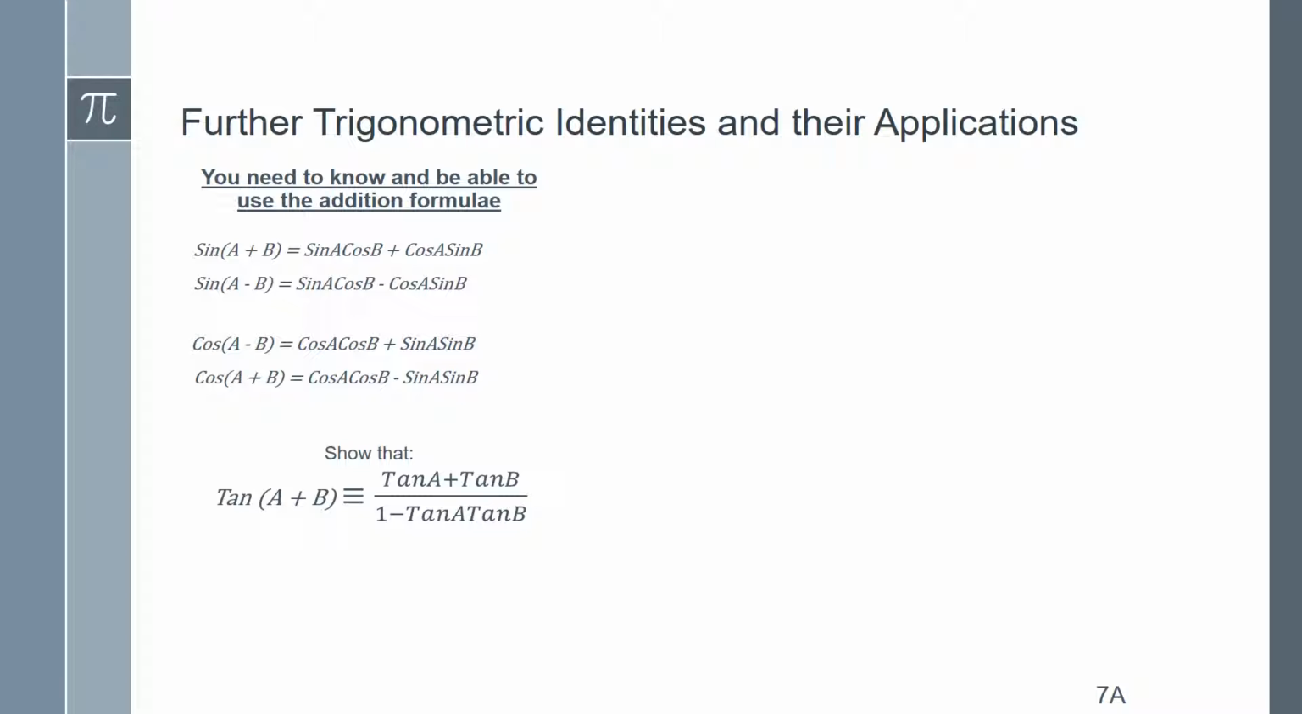So we can show things now. Let's say you want to show what tan (A plus B) is. Remember, when we do show that questions, we either pick one side or the other and try to show it's the same as the other side. Also, remember that tan theta is sine theta over cos theta. So tan (A plus B) is sine (A plus B) over cos (A plus B).